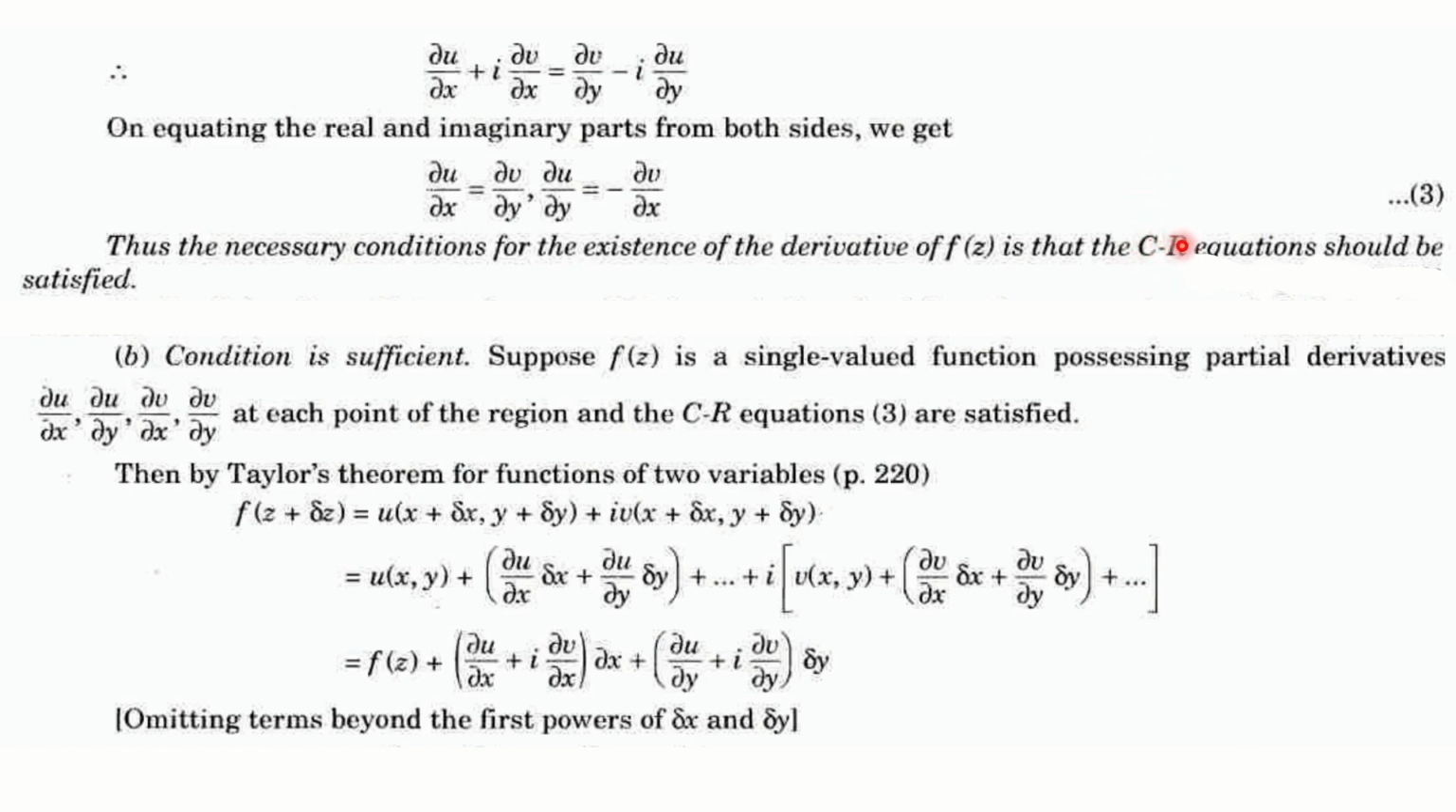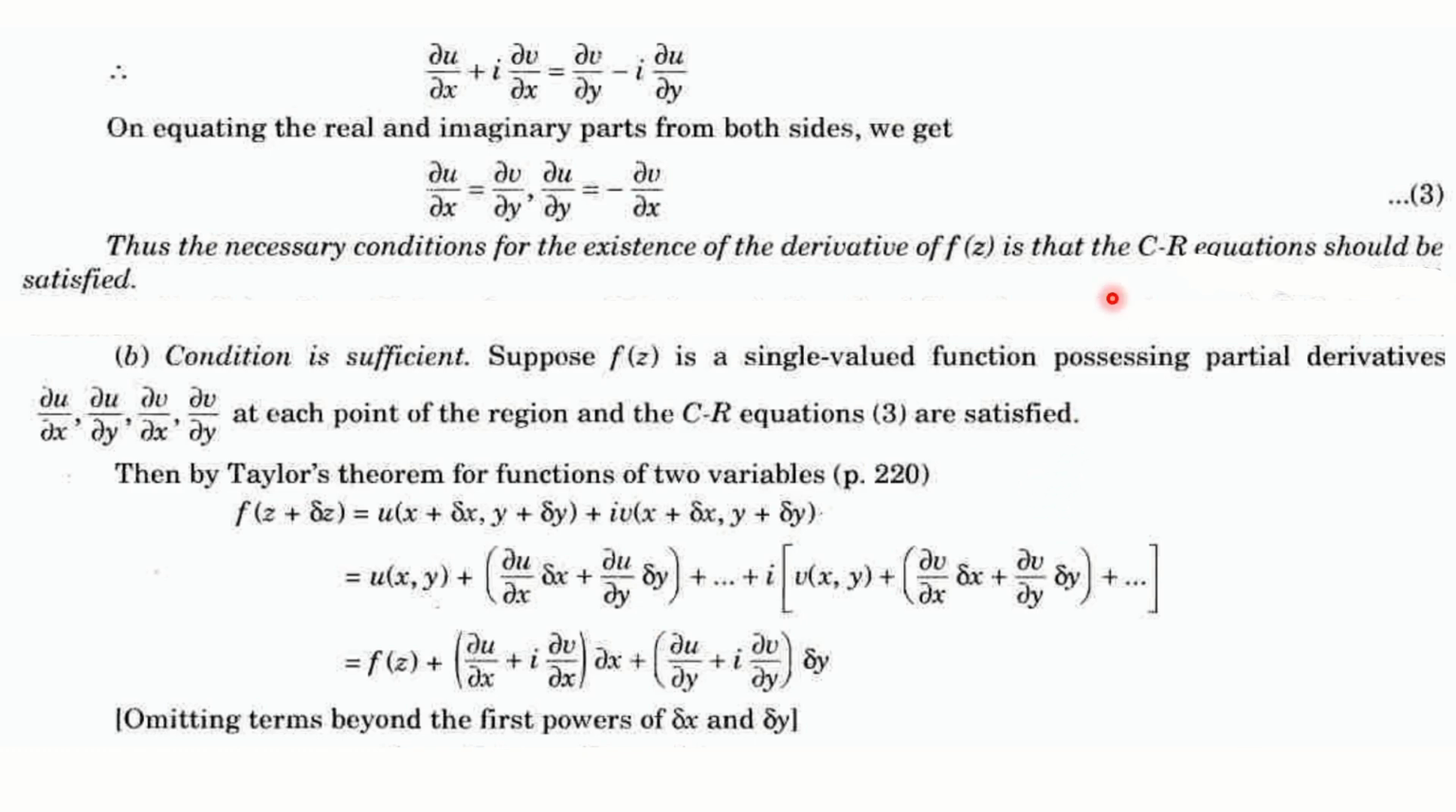Now let's prove that these conditions are sufficient. I don't need anything extra to check whether the derivative exists or not. So let's go ahead with proving that these conditions are sufficient. Suppose I have a function f of z possessing partial derivatives at each point of the region, and the CR equations are satisfied. I am assuming that the complex function possesses partial derivatives at each point of the region and the CR equations are satisfied.